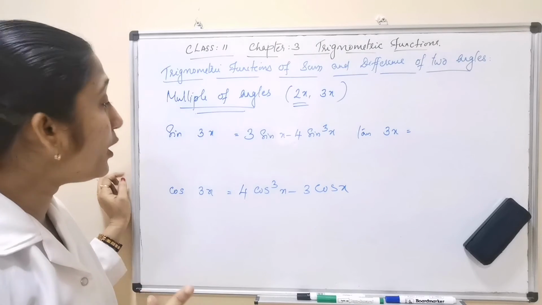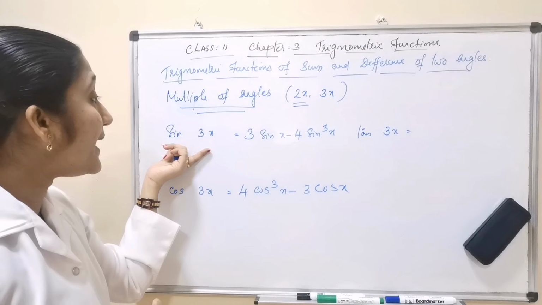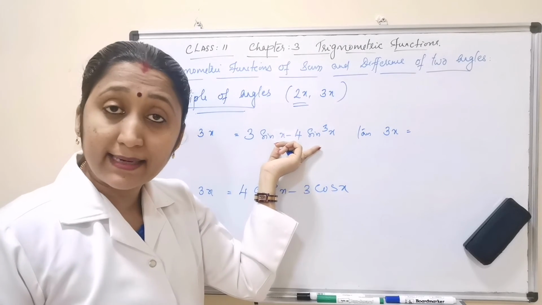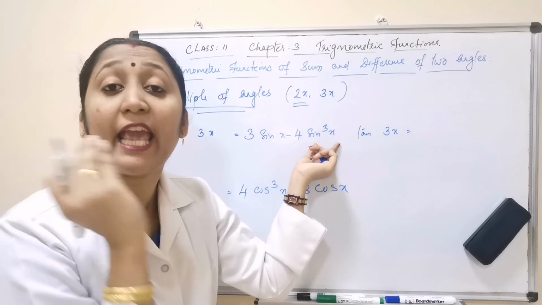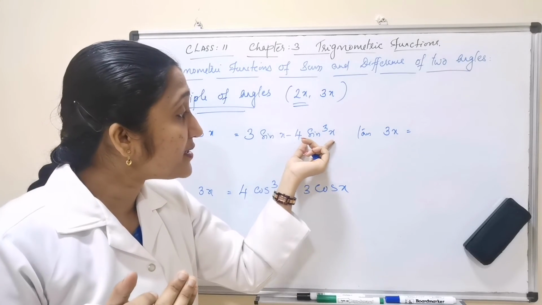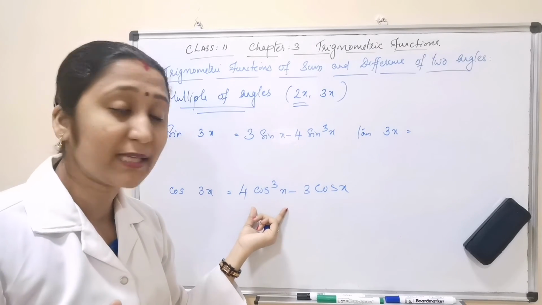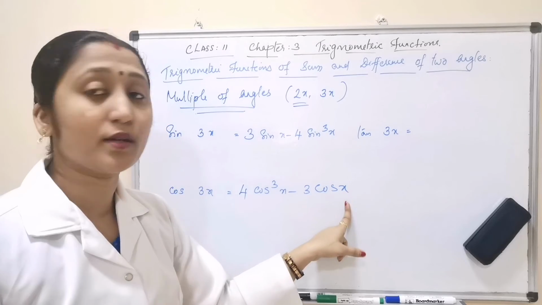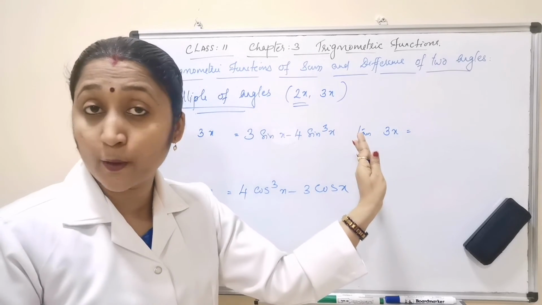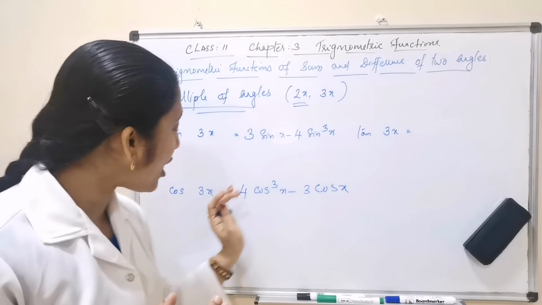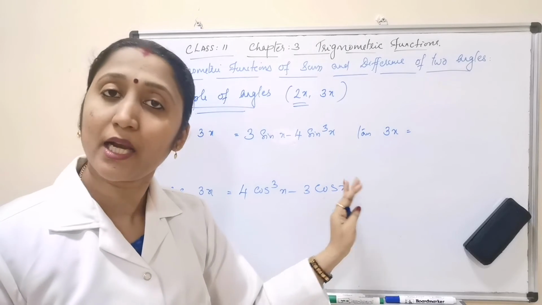Once more, here there is a slight difference. Sin 3x means here all are sines: 3 sin x minus 4 sin cube x. In the case of cos, that means cos only, so instead of 4 sin cube x, it is 4 cos cube x, and then minus 3 cos x. That is a reverse. Here 3 sin x minus 4 sin cube x, but in the case of cos 3x, it is 4 cos cube x minus 3 cos x.